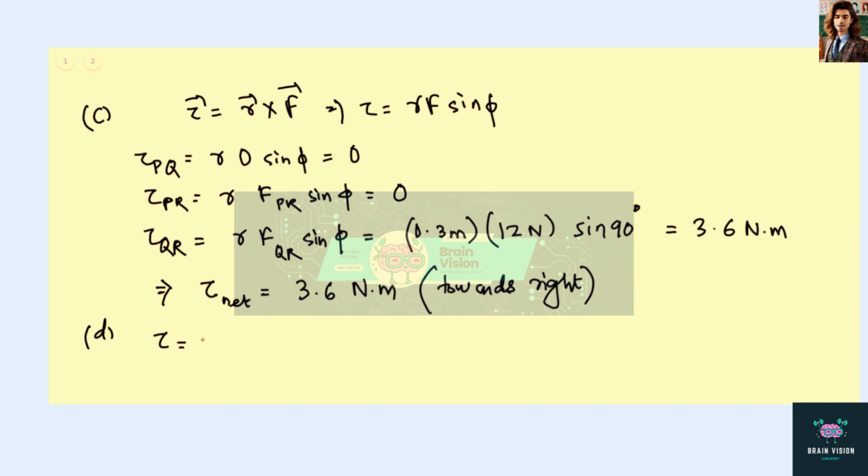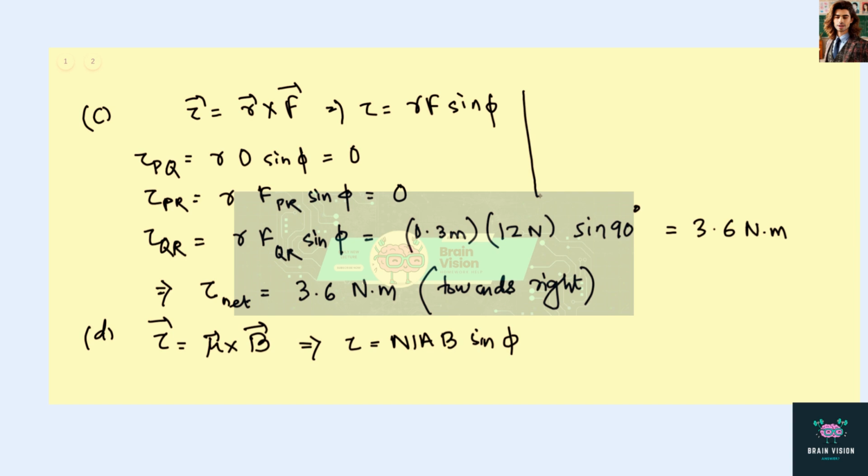Now for the last part, we use torque equal to mu cross B, where mu is N times I times A. So the magnitude of the torque will be NIA times the magnitude of the magnetic field times sine phi. And phi is 90 degrees. So let's write all the values. N is just 1 because there is just one turn. I is given to be 5 ampere. I have written that up here.